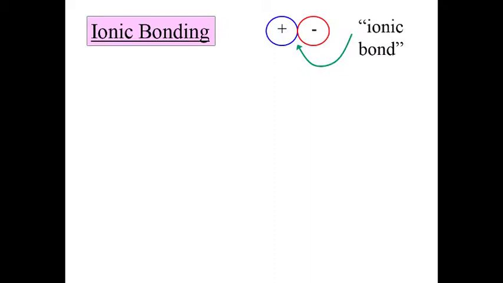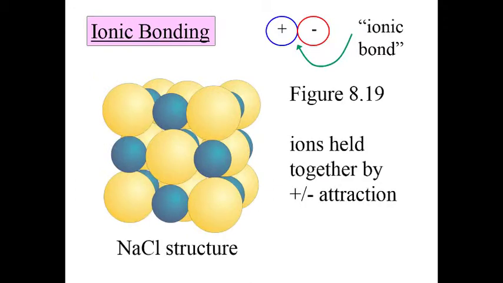If we look at the structure of sodium chloride from figure 8.19 in the textbook, we see a regular arrangement of sodium ions and chloride ions. The sodium ions are represented by the blue spheres. Well, you might think that sodium should be bigger than chloride since they're both in the third period of the periodic table. Remember that cations are smaller than their corresponding atoms, while anions are larger than their corresponding atoms.